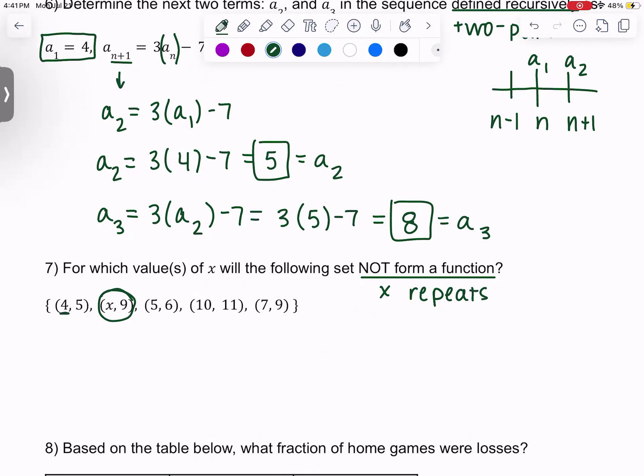So the x's we already have are 4, 5, 10, and 7. But 7, if 7 was our x value, it would still be a function because the output 7 already has is 9. And this x that we're looking for has an output of 9. So that point would just live on itself, and it would still pass the vertical line test. So the x values that would not make this a function are 4, 5, and 10.